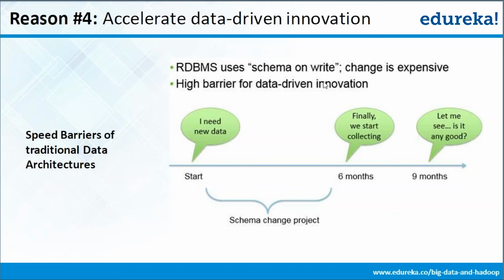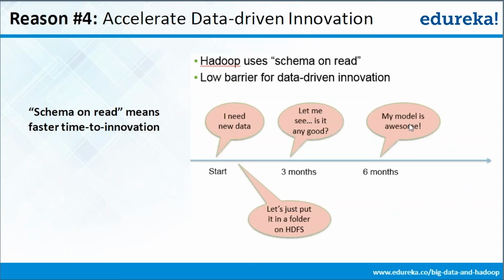Because the data will come in a very sparse format. The data will be completely unstructured. So for those kinds of things, RDBMS is already falling flat here, right? So it is really required for you to have accelerated data-driven innovation. When the data is predominantly unstructured, you need more flexibility, and Hadoop especially supports schema on read versus schema on write, correct? Things can happen pretty fast and very volatile. Schema on read means faster time to innovation. I need new data, is it any good? Low barrier, correct? Data driven.